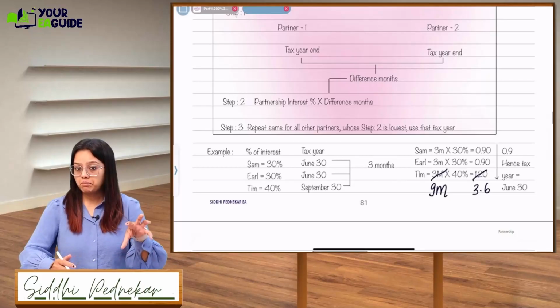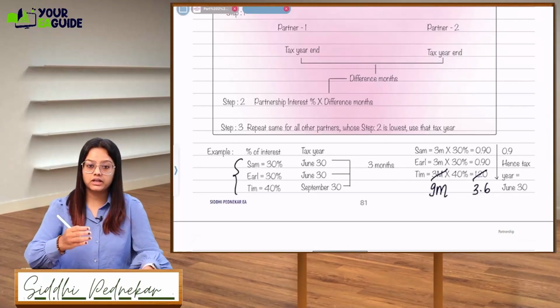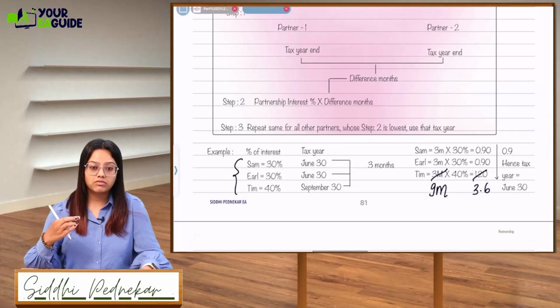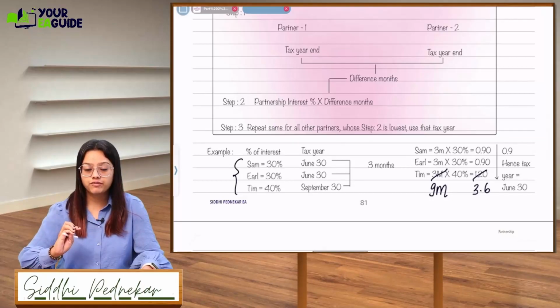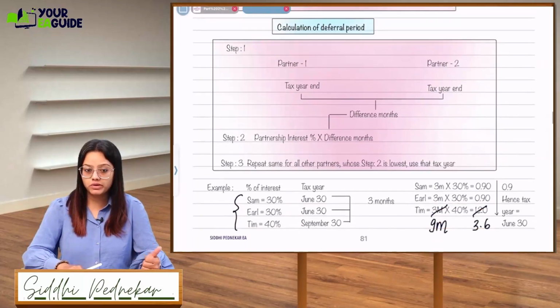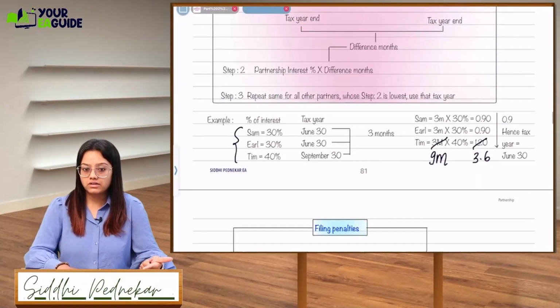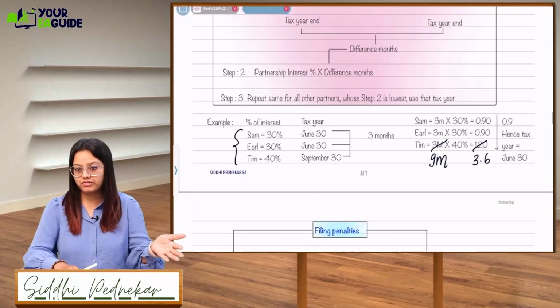Okay, see, the percentage of share you have to check. What percentage? See here 30, 30 and 40. What is the majority for 100? It is 50%. No one is holding more than 50% and all are holding more than 5%. So can I say this is the third situation? No majority and no principal partner is there, meaning everyone is holding more than 5%.